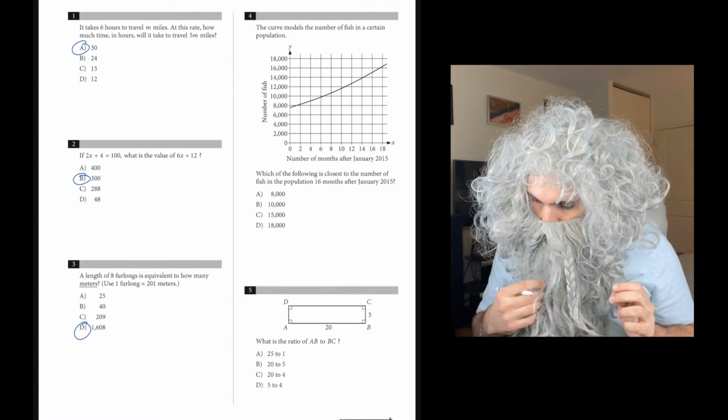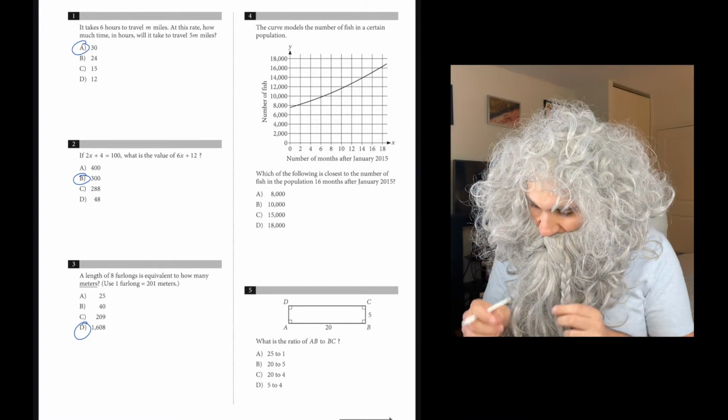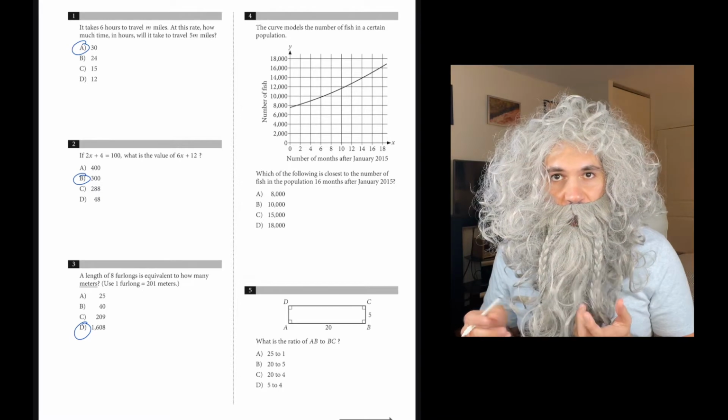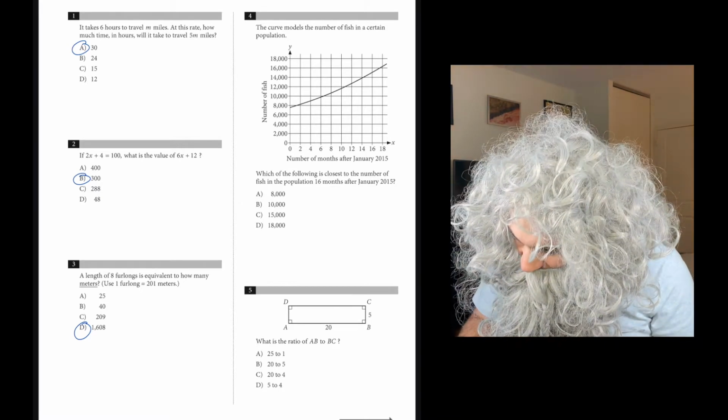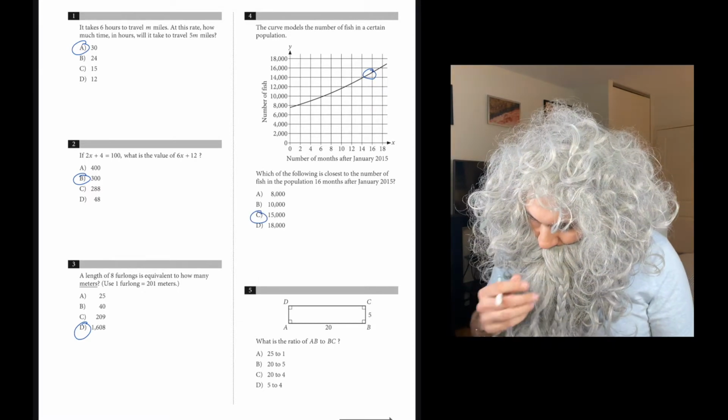Number 4, which of the following is closest to the number of fish in the population 16 months after January 15th? So we're just going to look at the graph. At 16 months, we were at about 15,000, so C is our answer.